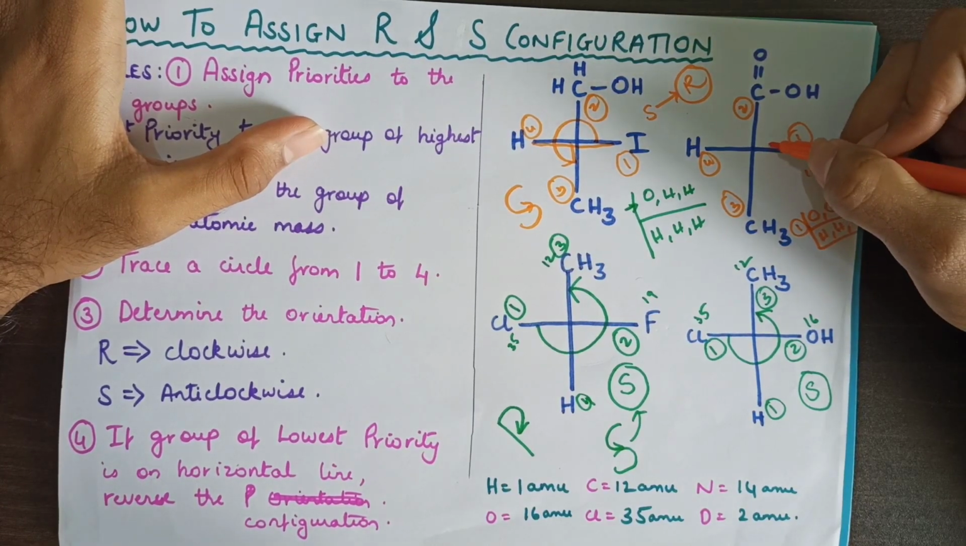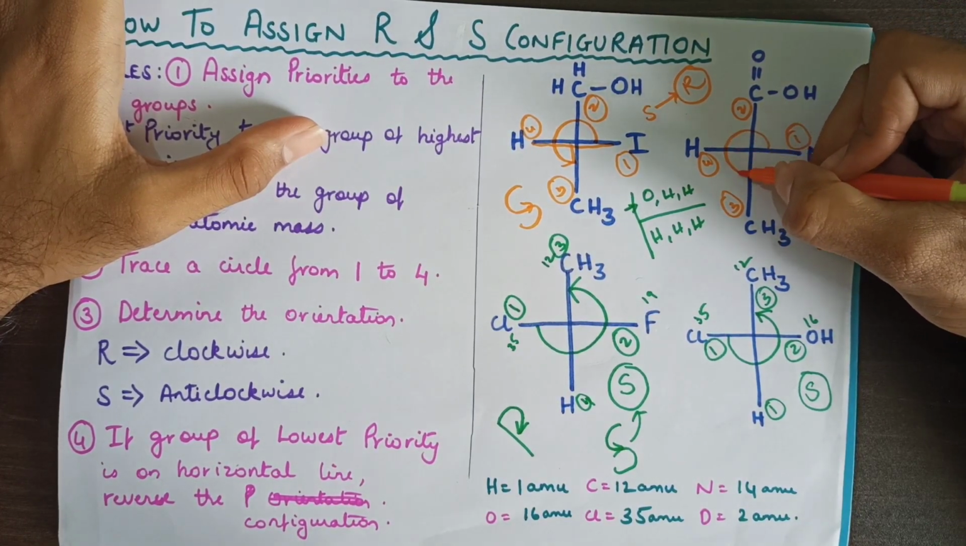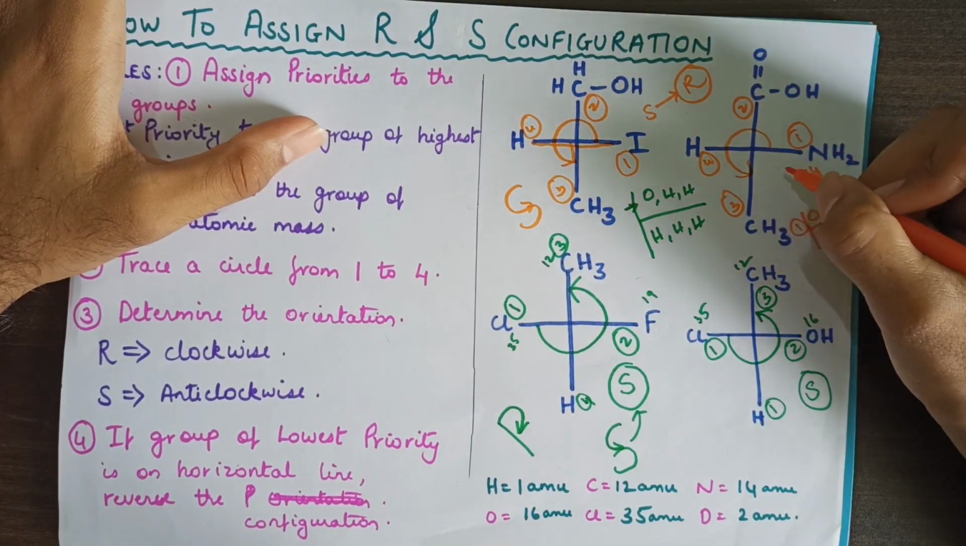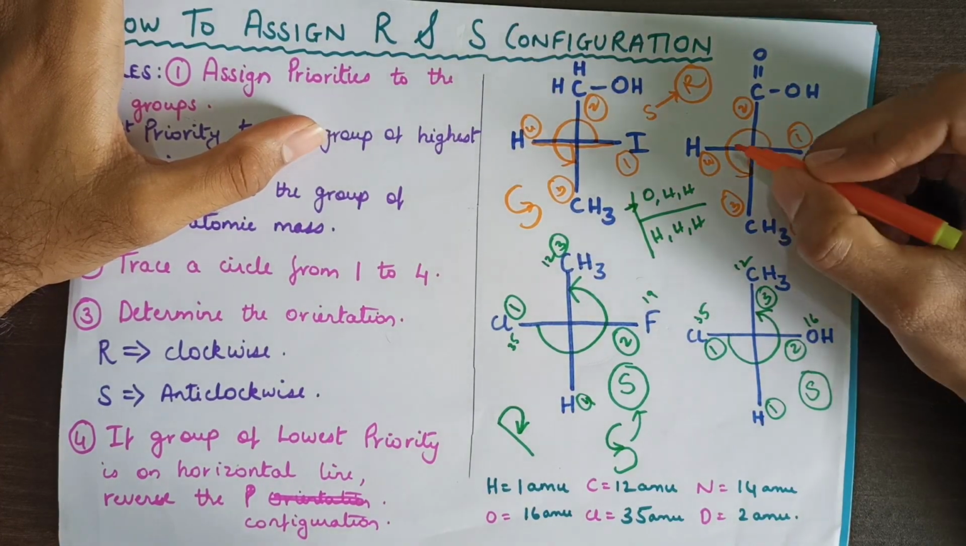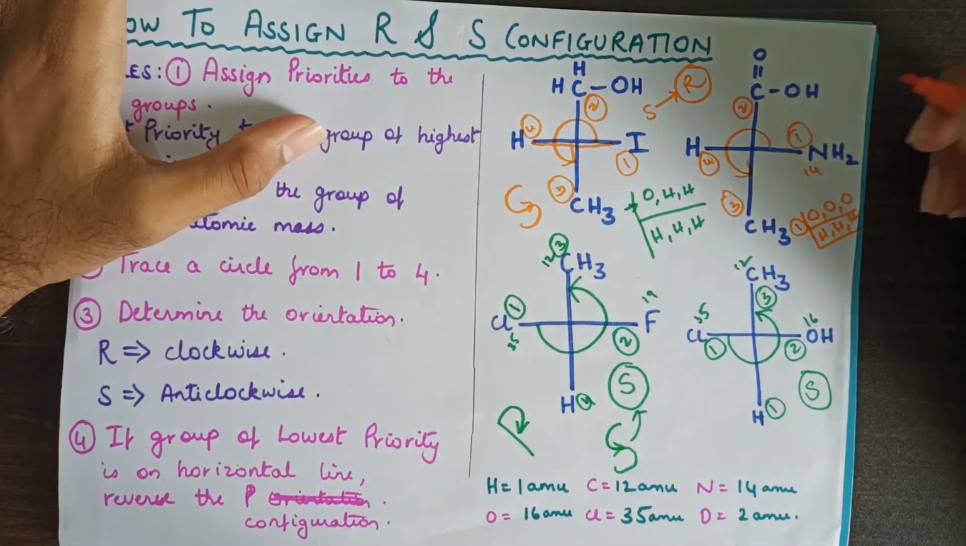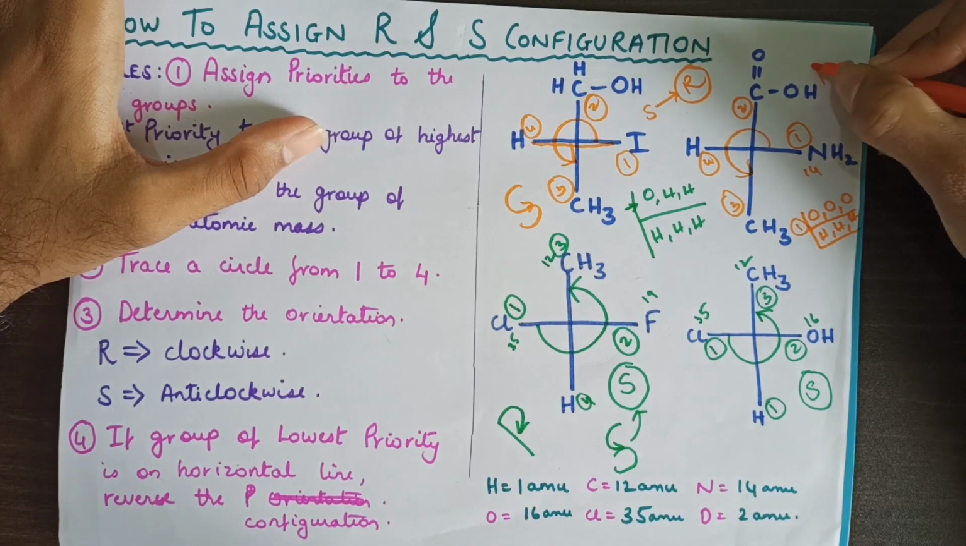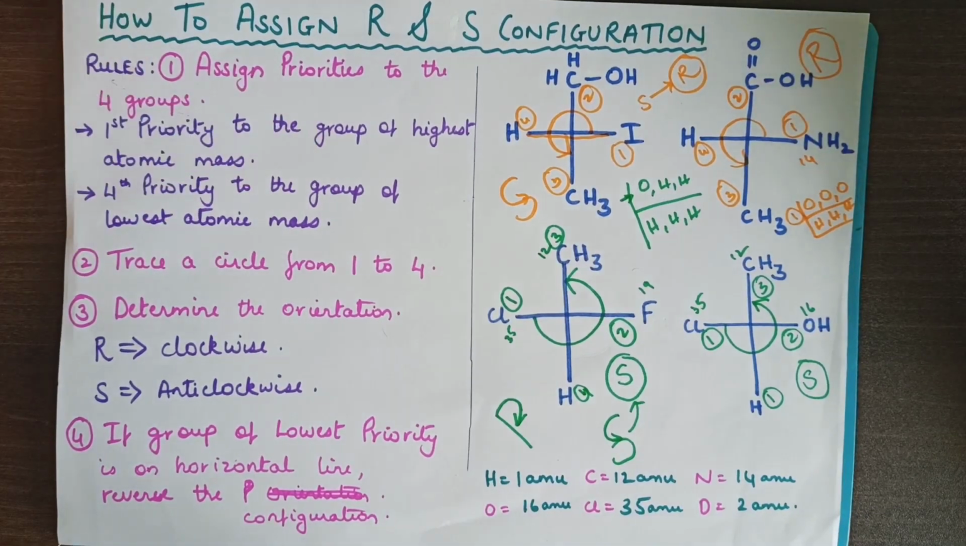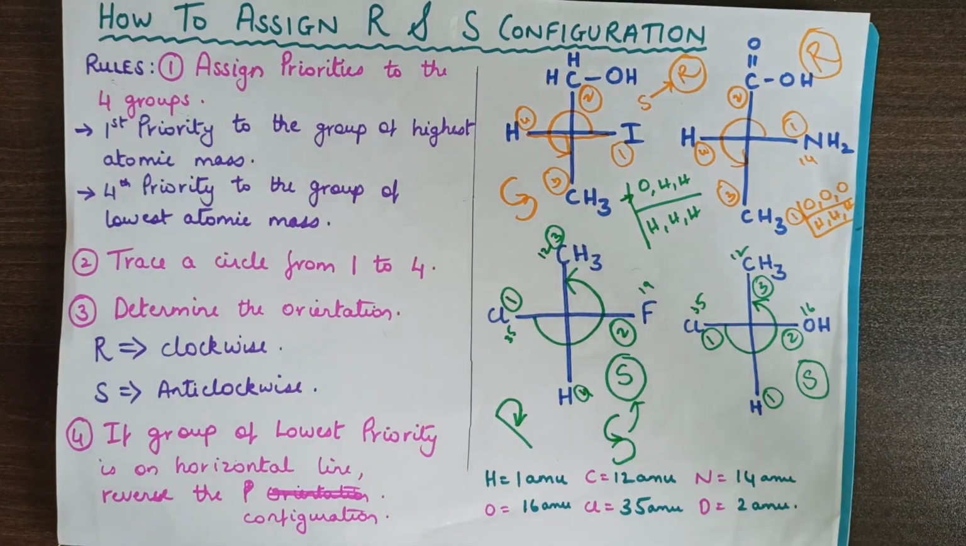So now we trace the circle from first to third, going all the way like this. So what is this? In the S direction again, but the group of the least priority is on the horizontal line. So we change it and it becomes the R configuration. I hope you have understood this. Let us solve some more examples.